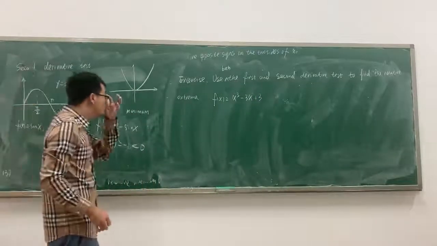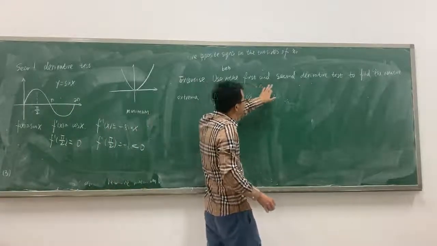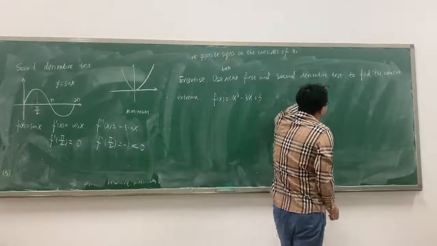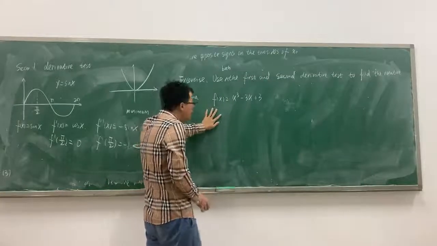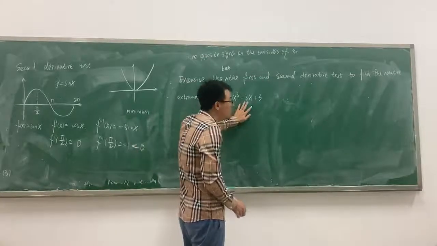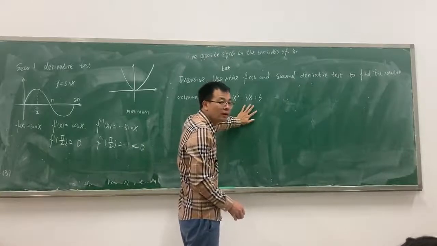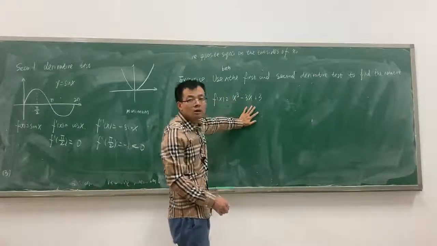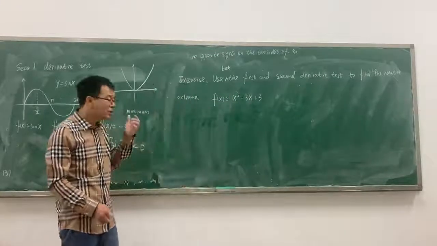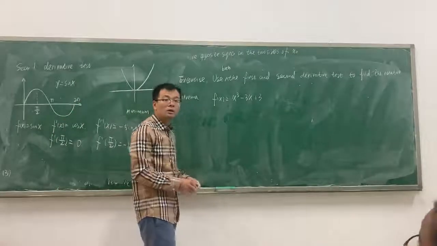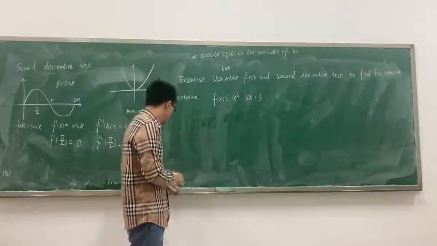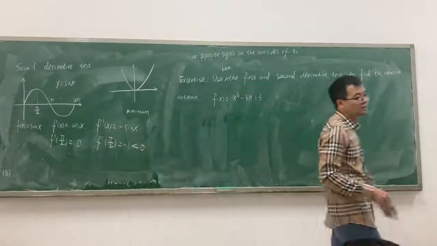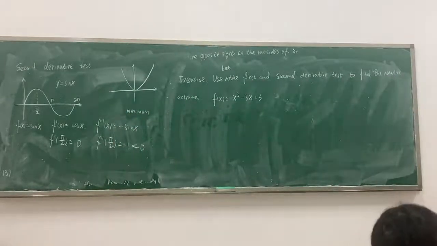Now, use both the first and the second derivative test to find the relative extrema of f(x). f(x) equals x cubed minus 3x plus 3, okay? So now do this exercise, okay? Actually, you want to do it? Try it. So you do it, okay?